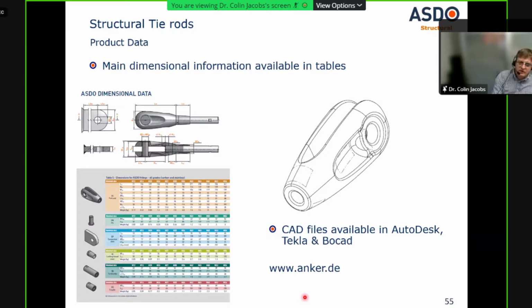We also offer different sets of data for the fork. This allows you to detail your structure very easily. You can download all CAD files from Tekla and BoCAD. That gives you all the main information you may need.